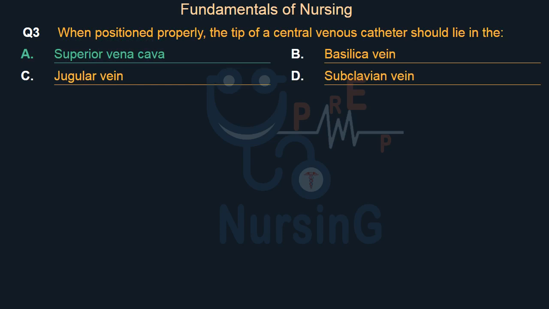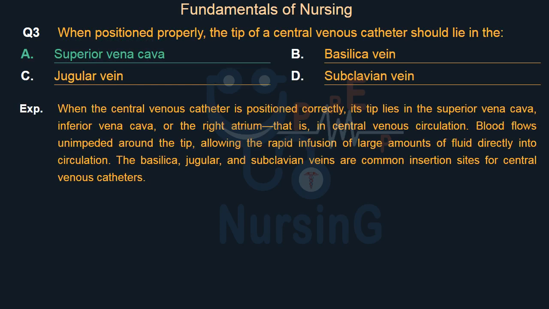Superior vena cava. When the central venous catheter is positioned correctly, its tip lies in the superior vena cava, inferior vena cava, or the right atrium, that is, in central venous circulation. Blood flows unimpeded around the tip, allowing the rapid infusion of large amounts of fluid directly into circulation. The basilica, jugular, and subclavian veins are common insertion sites for central venous catheters.